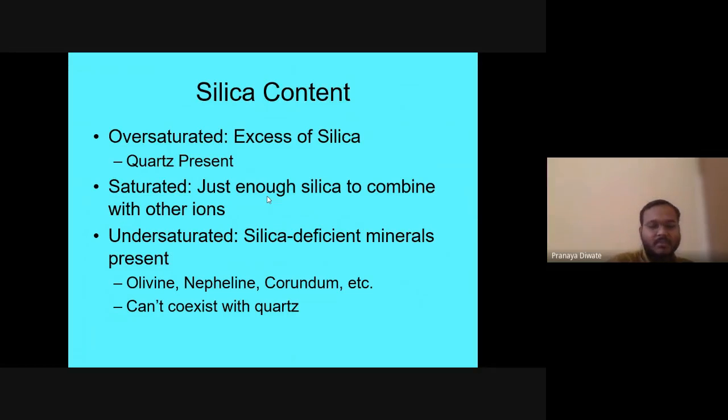Olivine, nepheline, corundum, etc. are silica-deficient minerals, which cannot coexist with quartz. So this is the classification based on silica percentage. An excess of silica is oversaturated; just what is needed for that rock to form is saturated; and undersaturated means a silica-deficient mineral is present. That is how you can classify in three different ways.